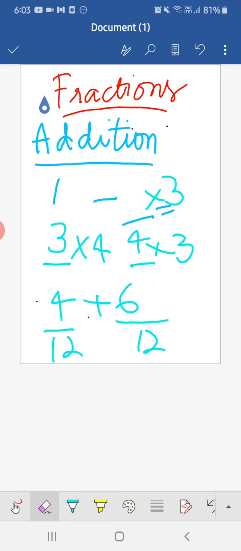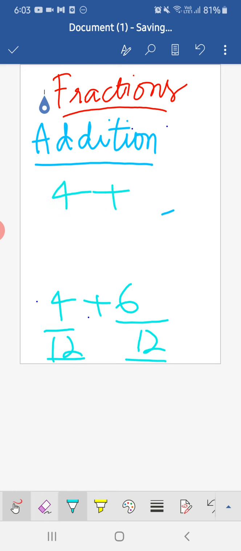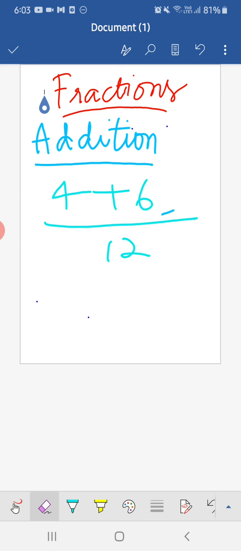Correct. Now one more thing I wanted to say: you can observe that both denominators are now equal. That is why, as before, we keep the denominator common. 4 plus 6 by 12 is equal to, what is 4 plus 6?